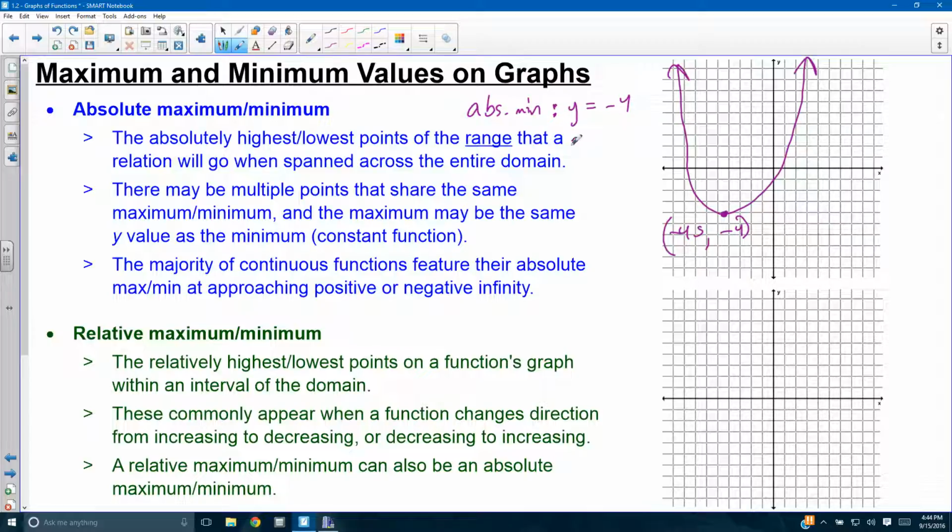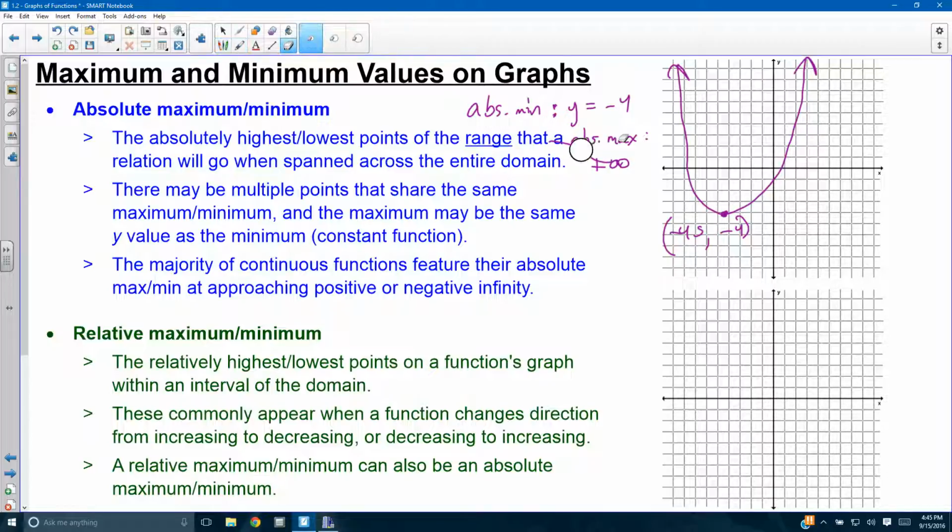And the absolute max, I'm not really sure if there is one. Maybe they say none, but really, at this point, just say positive infinity, just to get that idea. It's approaching infinity. There is no absolute maximum. It just keeps going up forever. There may be multiple points that share the same minimum or maximum, and the maximum may be the same y value as the minimum.